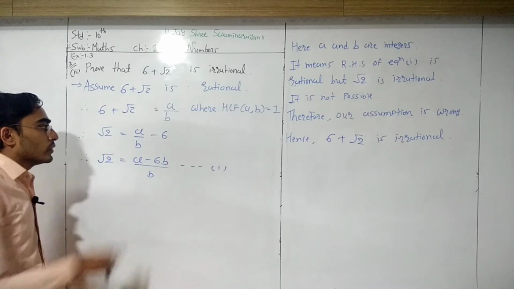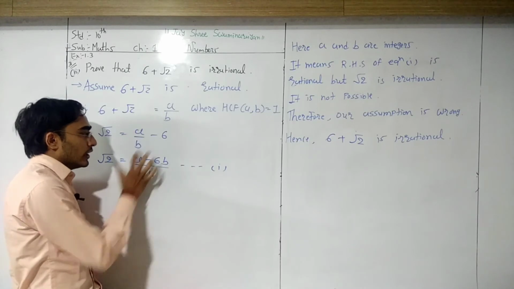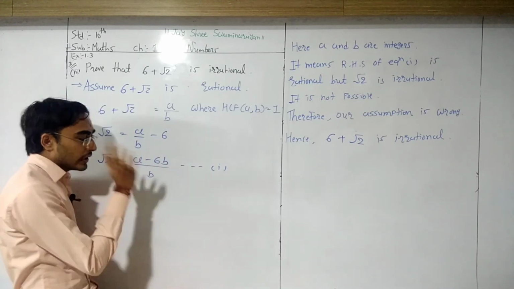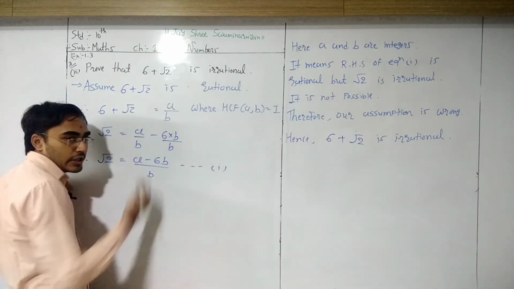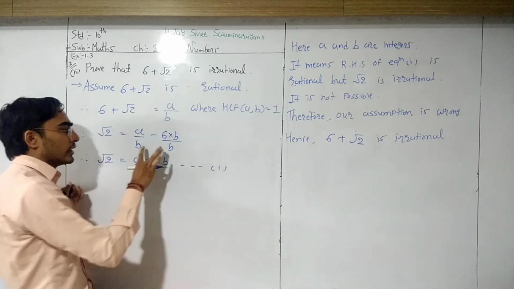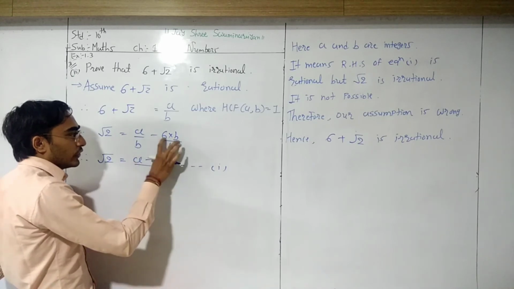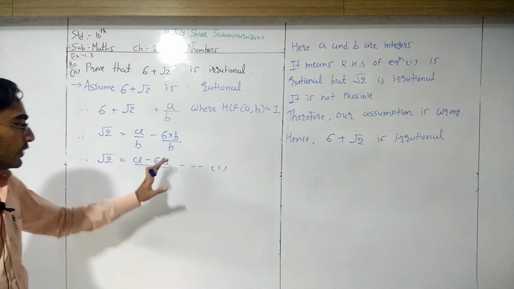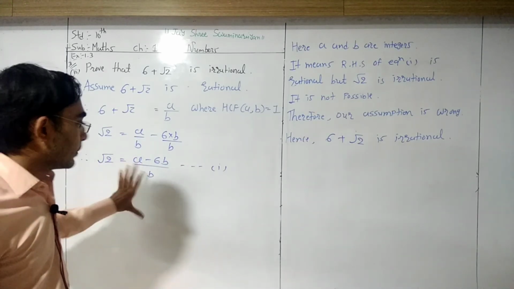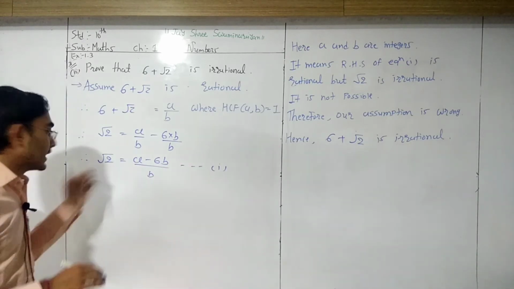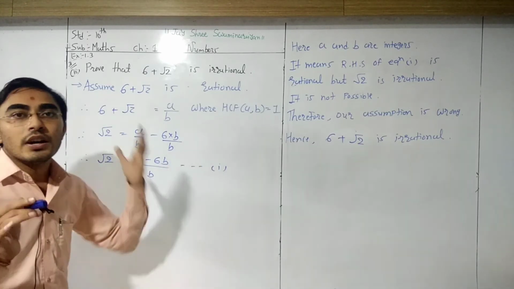So root 2 is equal to, now we need to take the LCM here. The denominator is b, and in the numerator a minus 6 multiplied by b, that is 6b. So a minus 6b divided by b. So root 2 is equal to a minus 6b divided by b. Here in the left hand side we have only root 2, so we give this equation number 1.